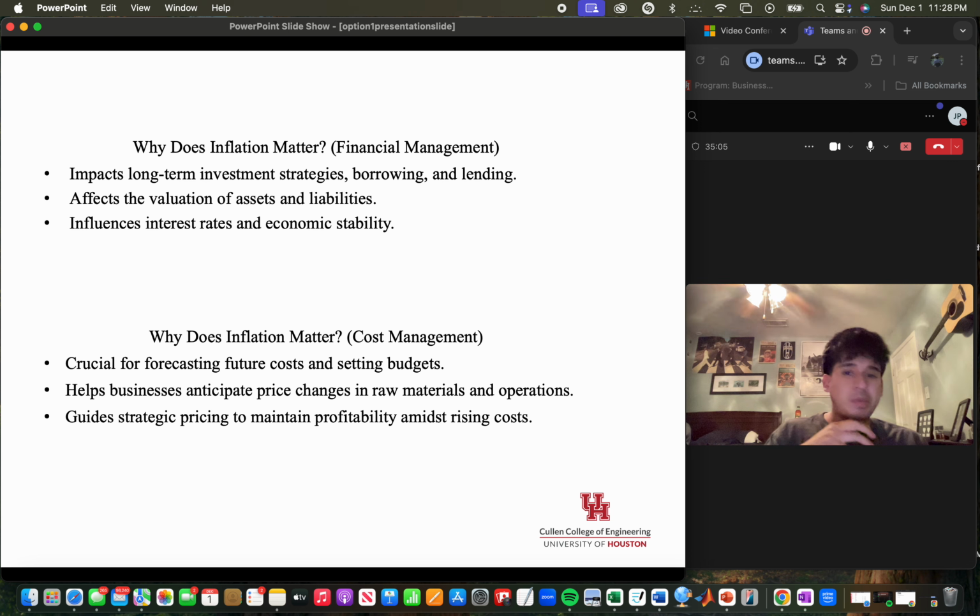So why does inflation matter with cost management? It's crucial for forecasting future costs and setting budgets. So it's important to know what inflation is going to look like in 5 years so that governments can allocate certain budgets and make those necessary changes that they know they have to make because the market is going to be at an all-time high and interest rates are going to be booming.